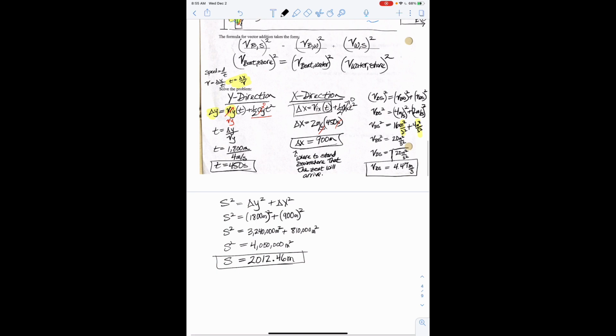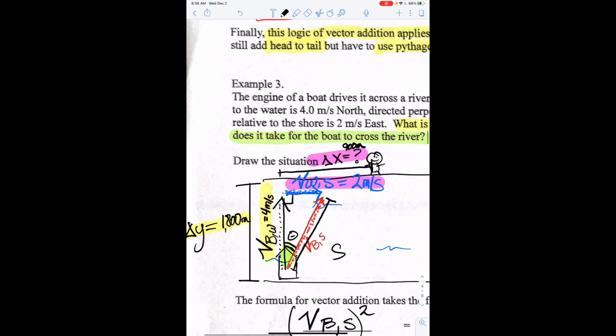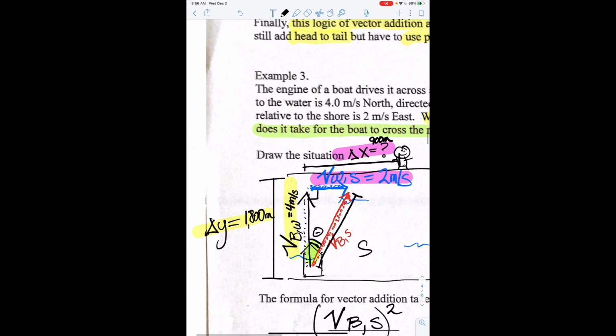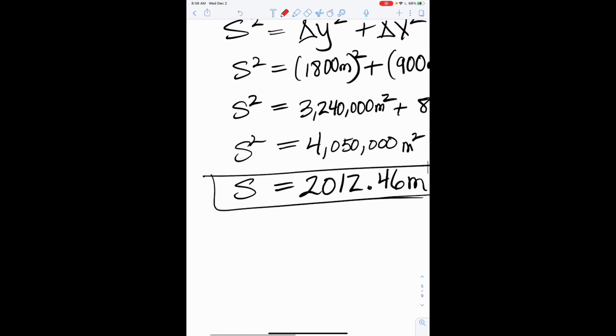There's another piece of the puzzle we got here, which is how far does the boat travel, which they could ask as well, right? Because we know the boat doesn't go 1,800 meters. It doesn't go 900 meters. Instead, it goes this red dotted line right here, across the river. Because it tries to go straight across, gets pushed by the current at the same time, and ends up taking this red dotted line path, which turns out to be 2,012.46 meters.